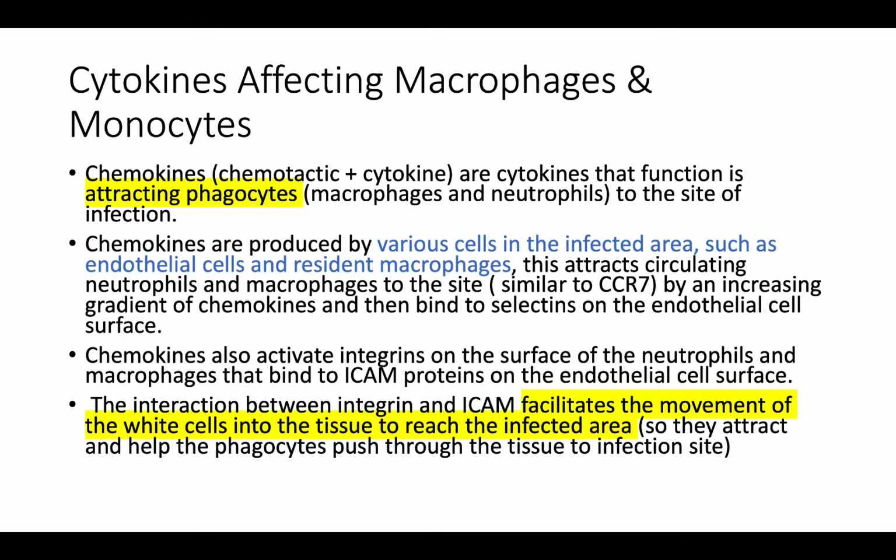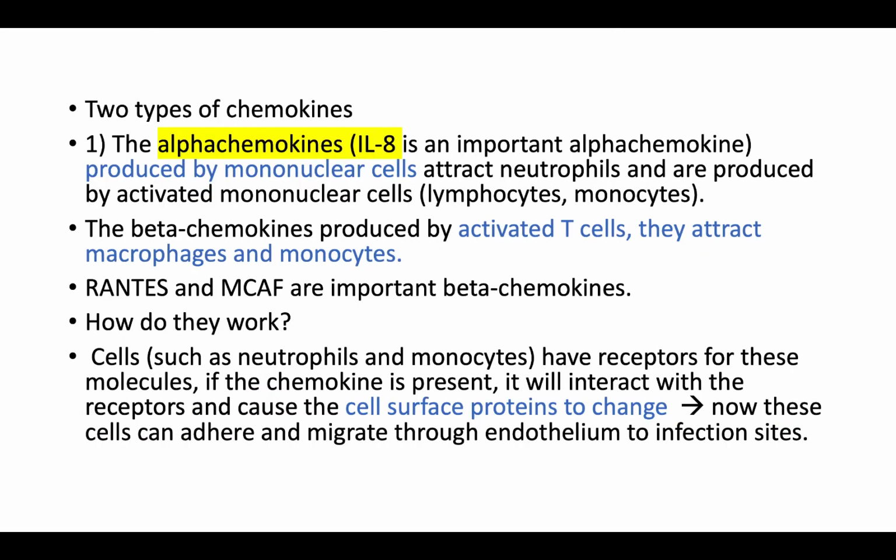We know that the interaction of the ICAM protein facilitates the movement of white cells into the tissue, so they can migrate into the tissue. The alpha chemokines, for example interleukin 8, is an important alpha chemokine produced by mononuclear cells, which attracts other neutrophils, and is produced by activated lymphocytes or monocytes. The beta chemokines are produced by activated T cells. They attract macrophages and monocytes. RANTES and MCAF are important beta chemokines.